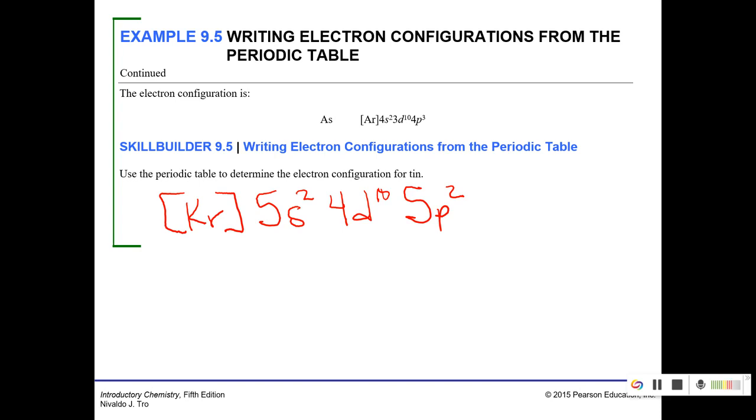That is the easiest way to write them, but you can only do that when I specify that on like a test or on Mastering. I do think on Mastering though, it takes it most of the time this way, but on the test, I will ask for the full version and the noble gas configuration.